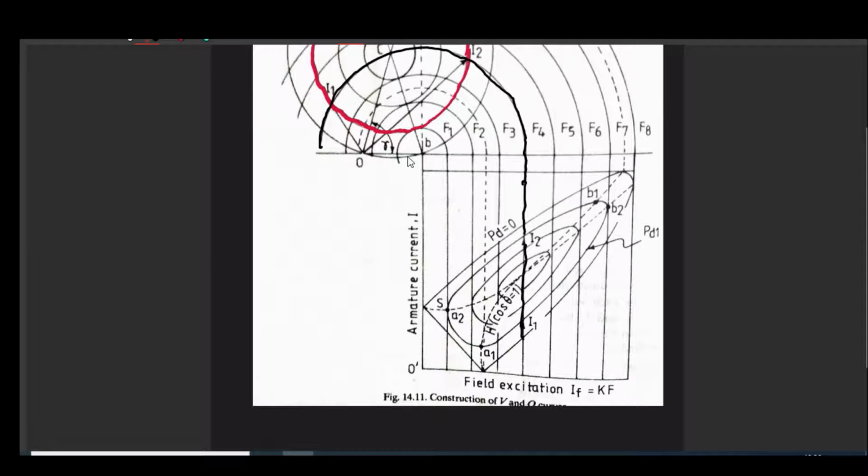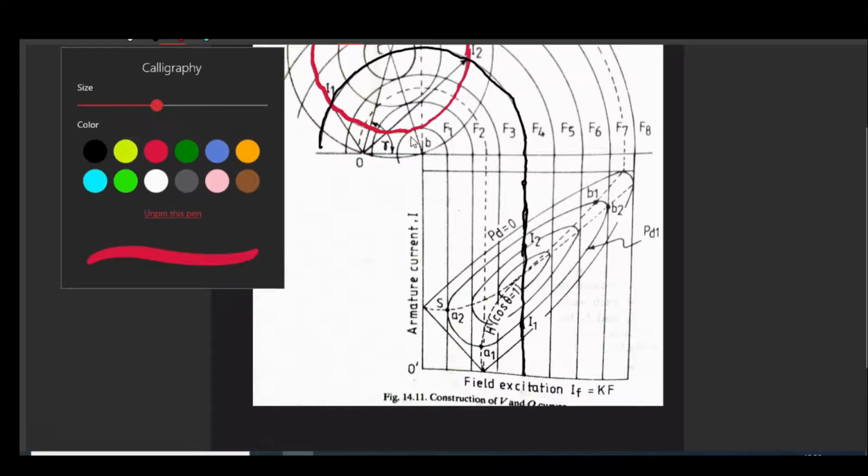In the book from which I have taken this diagram, they have tried to establish something like E naught is equal to K, that kind of thing. But it is easy to understand that for a given E naught we can have two different values of current.